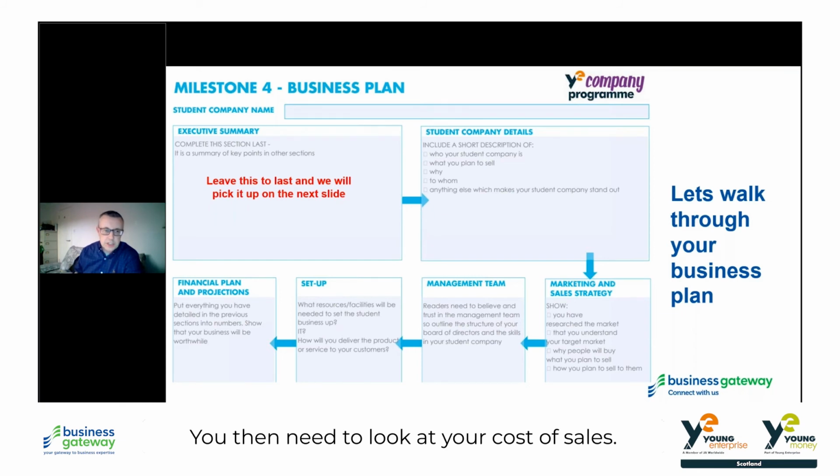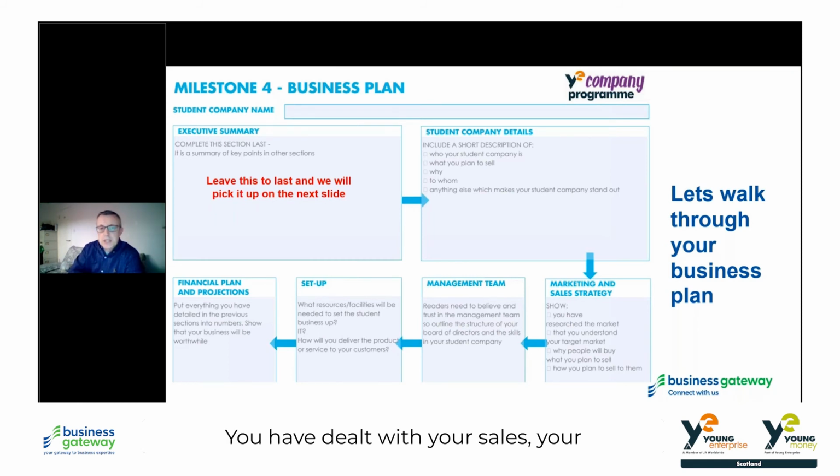You then need to look at your cost of sales. So in other words, what's it cost you to make it? What's it going to cost you to deliver it? What's it going to cost you to package it? What's it going to cost you to buy in? Maybe even the delivery charges for you to buy it in. Bring all those together. Then that's direct costs.